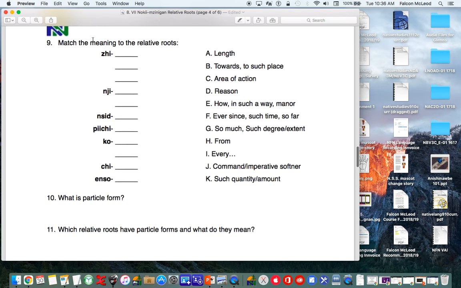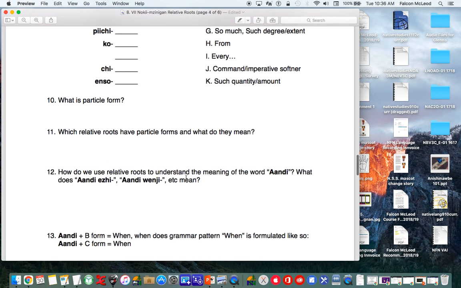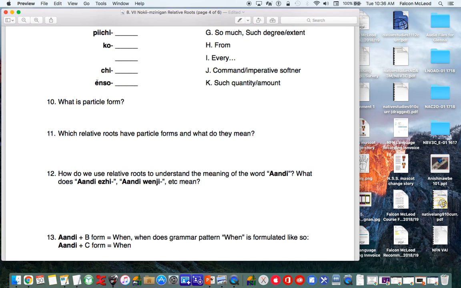All right, so match the meaning to the relative roots. So zhi is our first one. Let's see here. One of its meanings is towards or to such a place. So put a B here, and then you can fill out all the other ones that apply to zhi. I'll leave the rest for you guys to do. Ensa has its own particular meaning, so make sure to remember which one that is from our lesson.